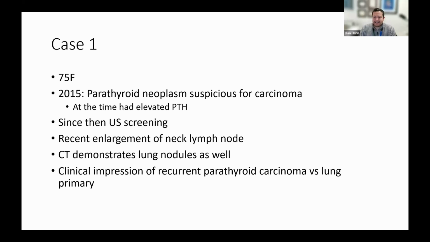So we could get right into it. Case number 1 is a 75-year-old woman. In 2015, she had a parathyroid lesion removed, and that was diagnosed as parathyroid neoplasm suspicious for carcinoma. At the time, she had an elevated PTH. Since then, she's undergone routine ultrasound screening for recurrences, and it's been negative until recently. There was enlargement of a lateral neck lymph node, and screening CT showed that there were lung nodules as well. Her PTH was not elevated. So the clinical impression is that of recurrent parathyroid carcinoma or a lung primary.